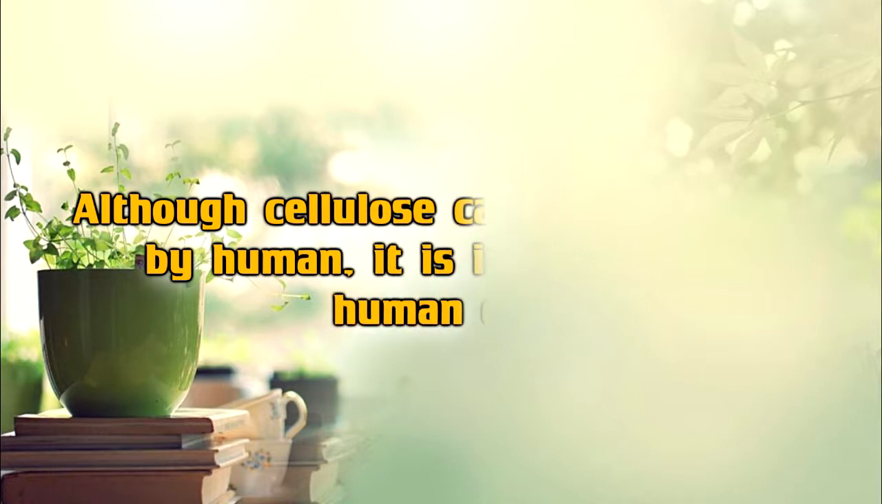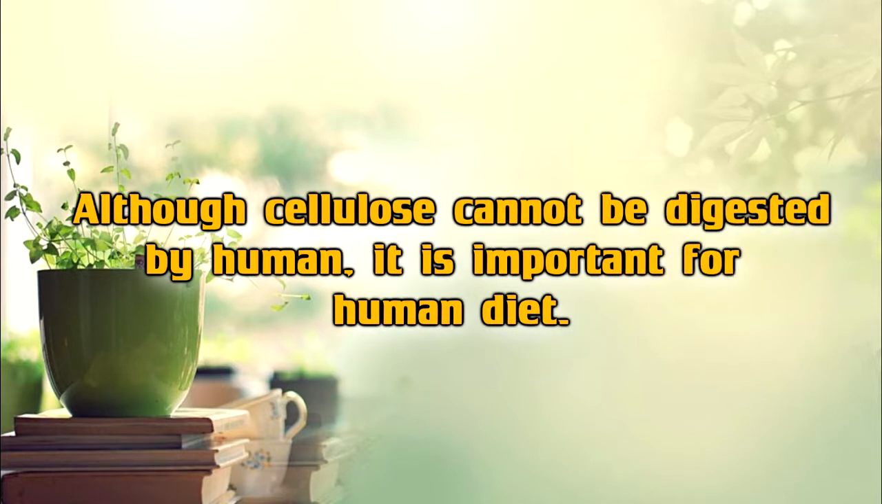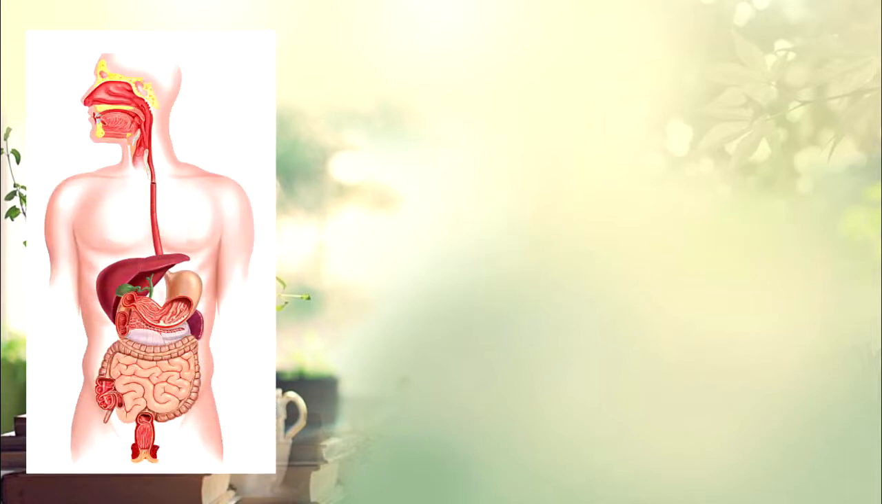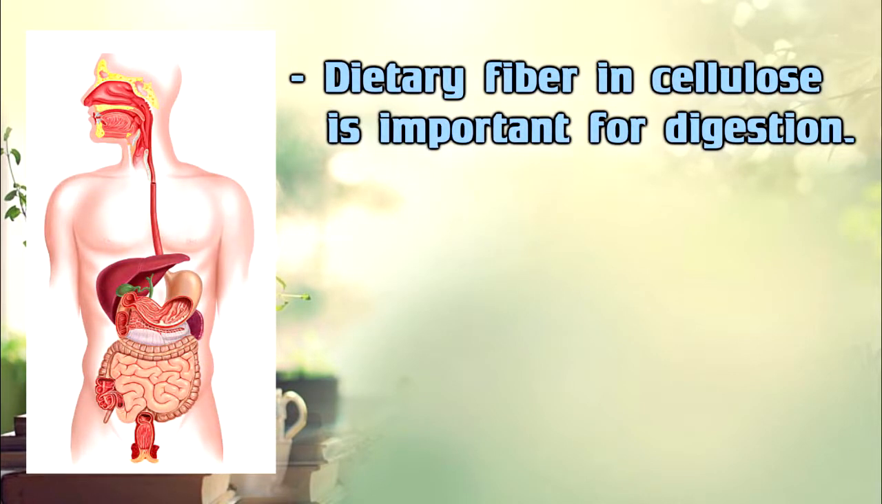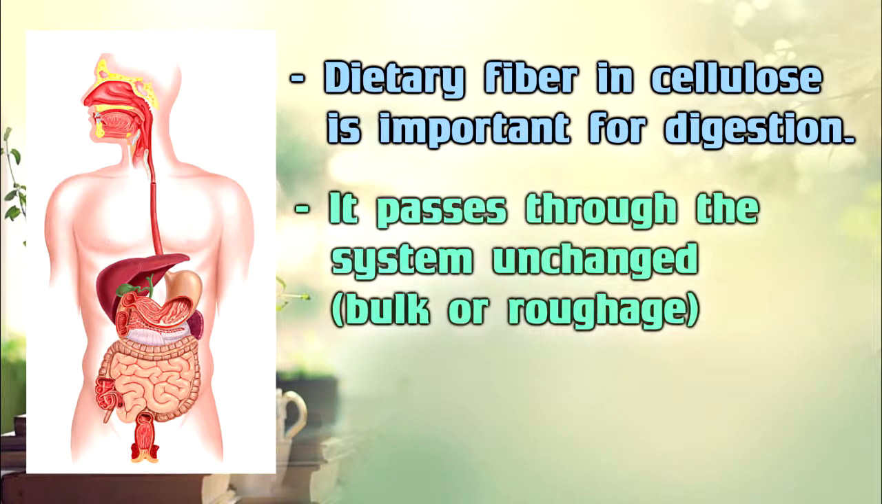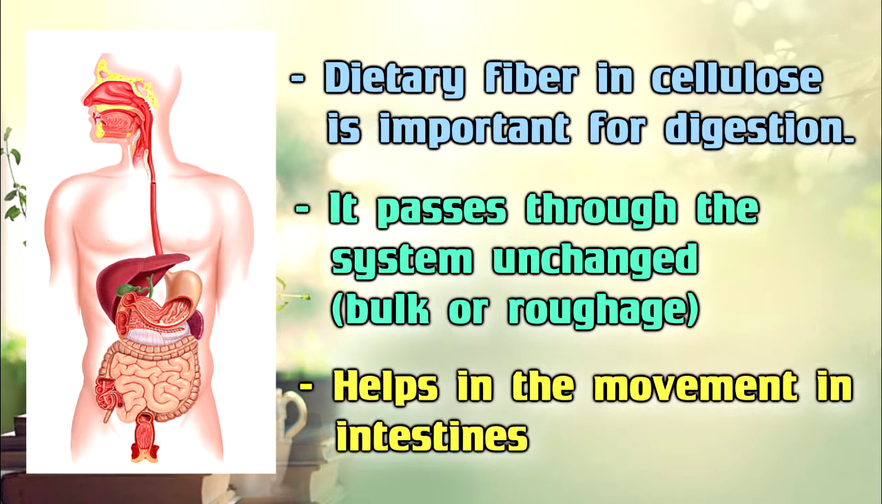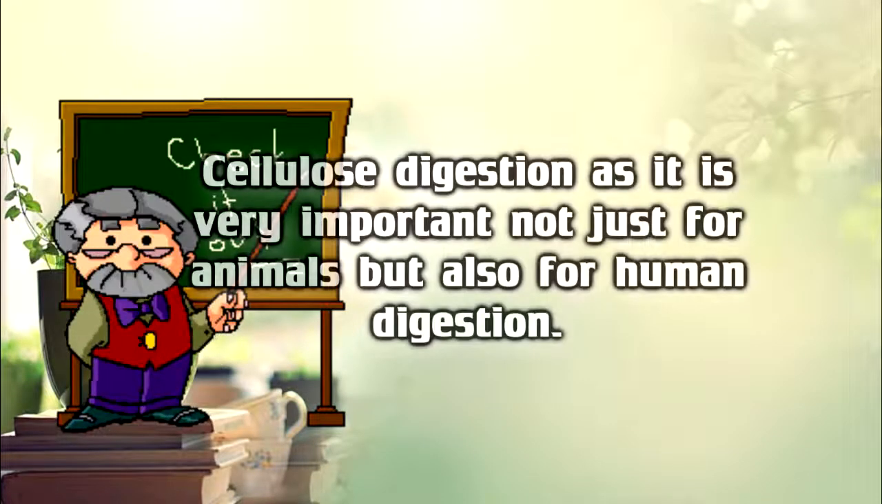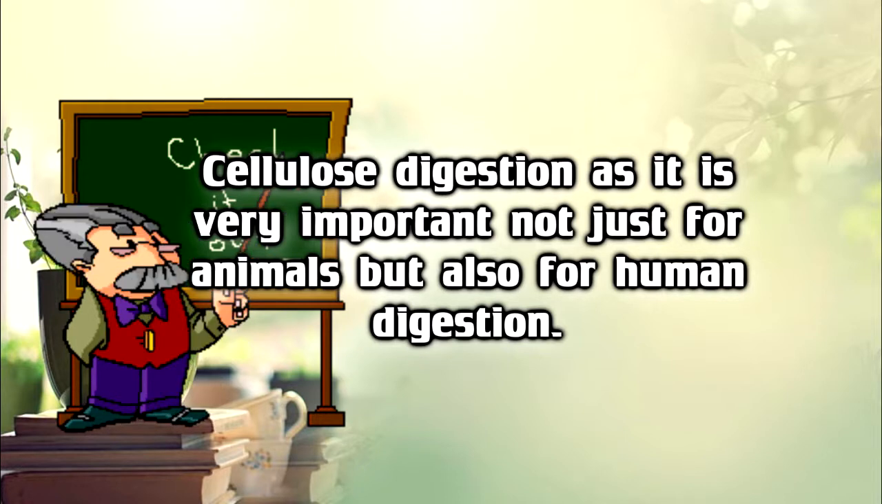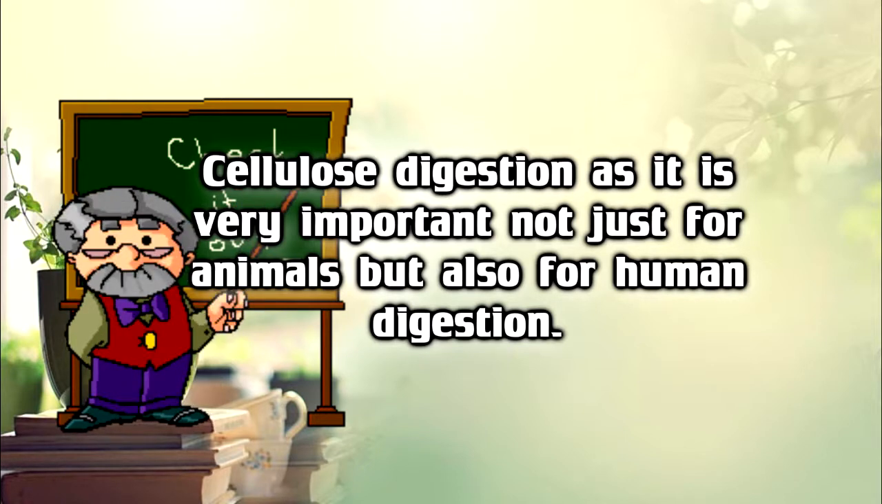Although cellulose generally cannot be digested by humans, it is nonetheless very important for the human diet. Cellulose forms a major part of the human diet because the dietary fiber in it is important for proper digestion. Since humans cannot digest it, it just passes through the system unchanged, and by this, it acts as what we call bulk or roughage that helps in the movement of our intestines. In a nutshell, we must study more about cellulose digestion, as it is very important not just for animals, but also for human digestion.